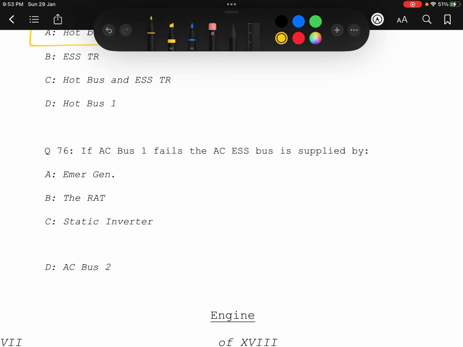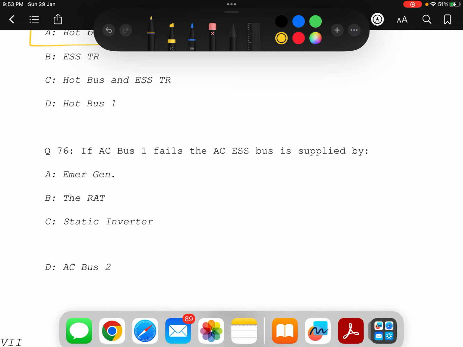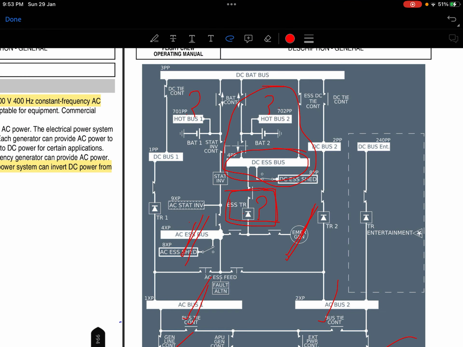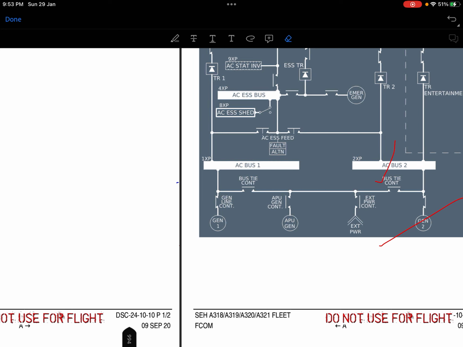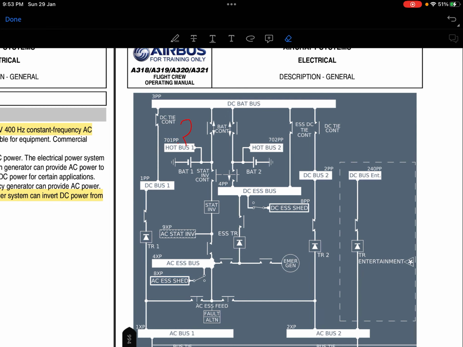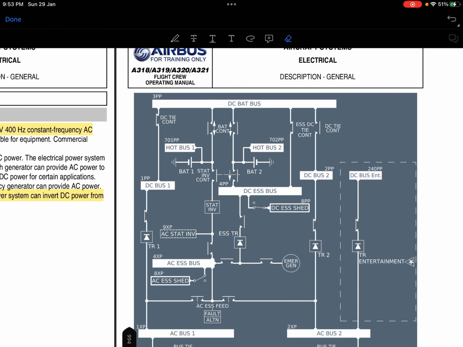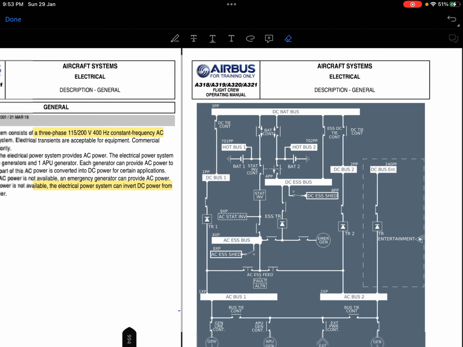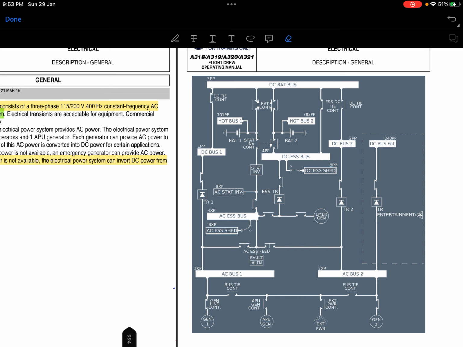Question number 76, and it is the last question. If AC bus 1 fails, the AC essential bus is supplied by, definitely, AC bus 2. Go to the diagram again. The questions of a whole chapter can be solved by these, I think, two diagrams and these 3 pages of this FCOM. So these are very important. This is a very important schematic diagram.